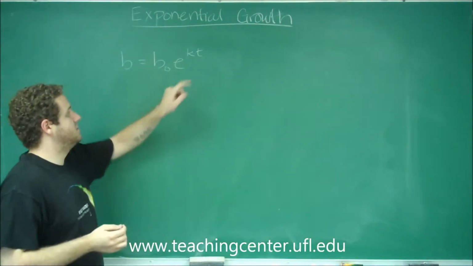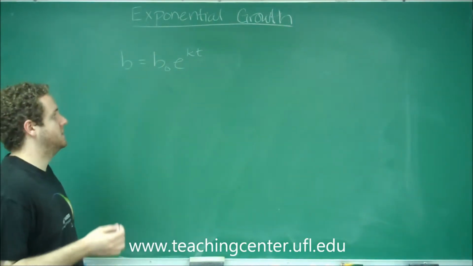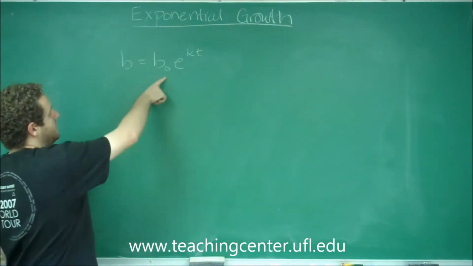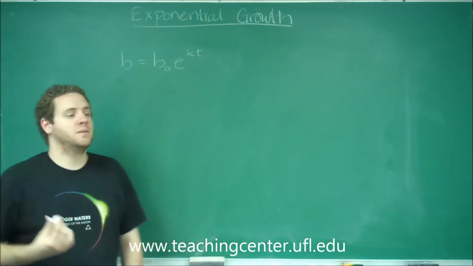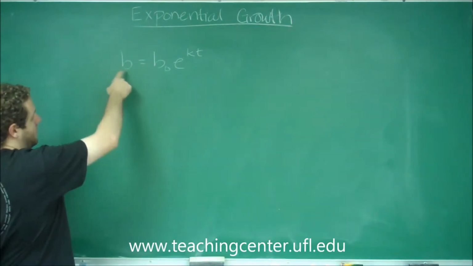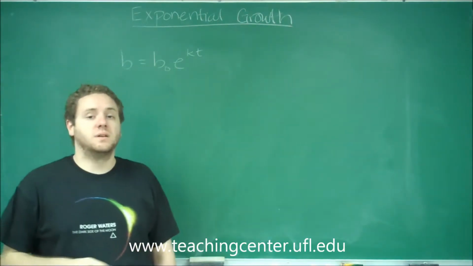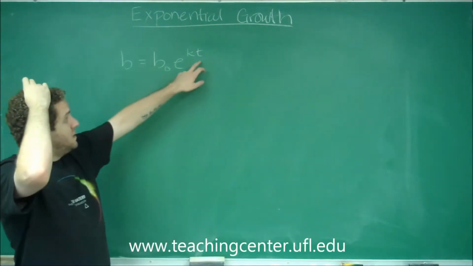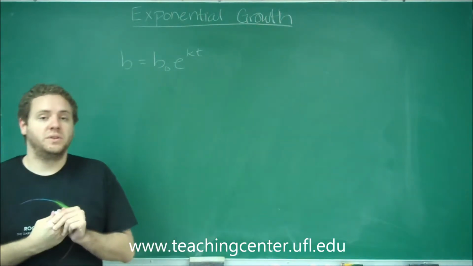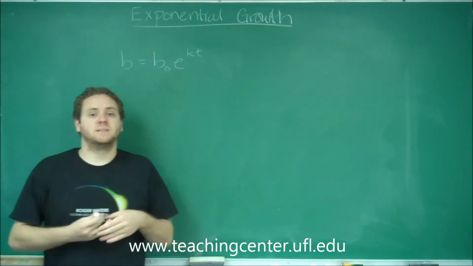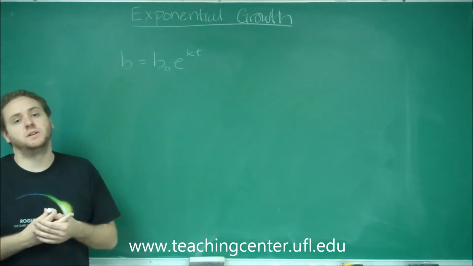Now, of course, e is your natural number, the natural log number, e approximately 2.7. B0 is the base amount, or the amount of substance you started with. B, that's equal on this side of the equation, is your final amount, your amount at the end of the growth time. T is the amount of time it takes for it to grow, and K is what we call the growth constant.